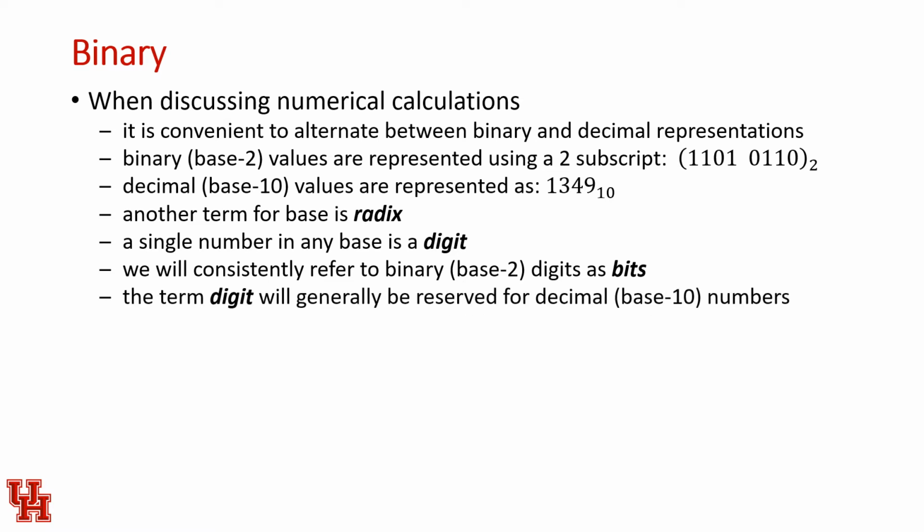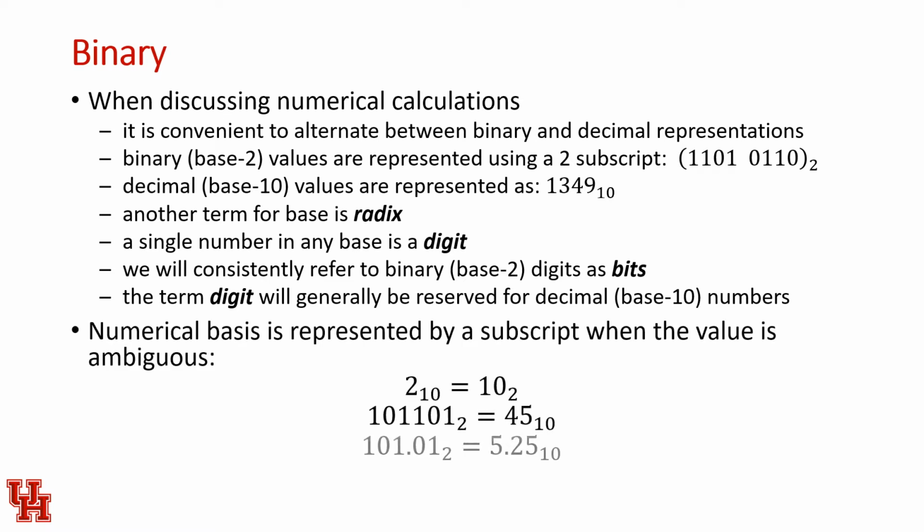In general, I will try to reserve the term digit for decimal numbers, but may have to use it more generally when explaining things. I will use the subscript to differentiate between number systems whenever the value is ambiguous. One thing to note is that it is possible for binary numbers to have fractional components, as in this last example. In this case, the point separating the integer and fractional parts is referred to as a radix point. You most commonly hear this as a decimal point when working in the decimal number system.